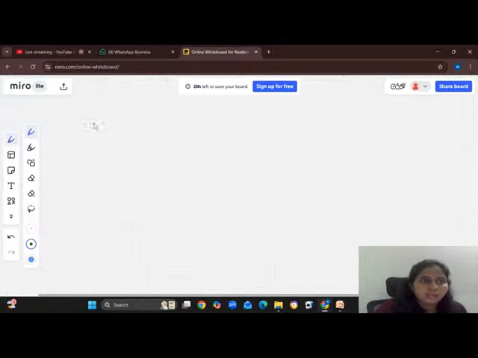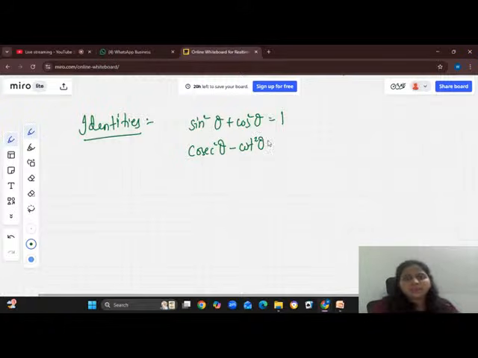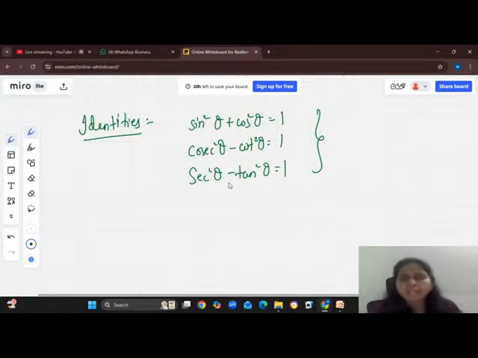The third one you have to know is the identities. Identities are what? Sine square theta plus cos square theta equals 1. Cosecant square theta minus cot square theta equals 1. And the third one is secant square theta minus tan square theta equals 1. These are the 3 identities we are going to use. So the question is: when do I use identities, when do I use these ratios, and when do I use these angles?